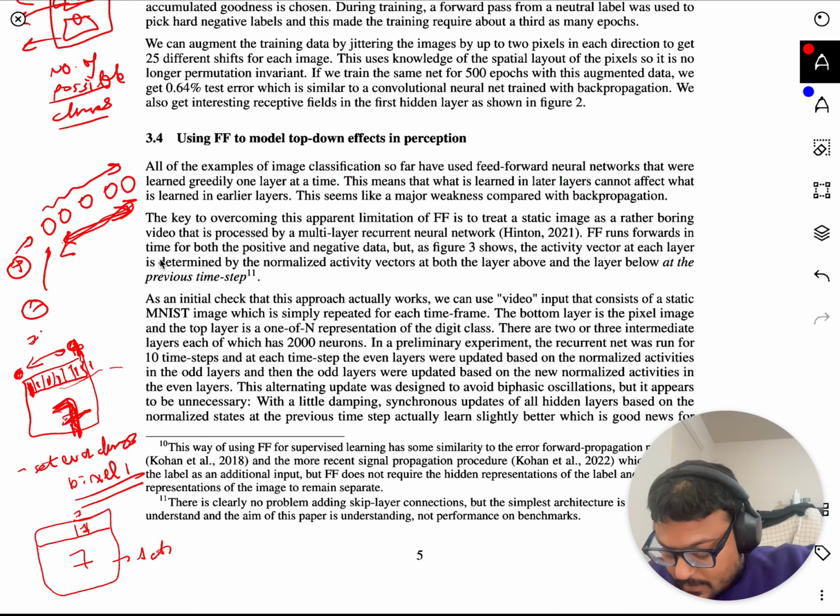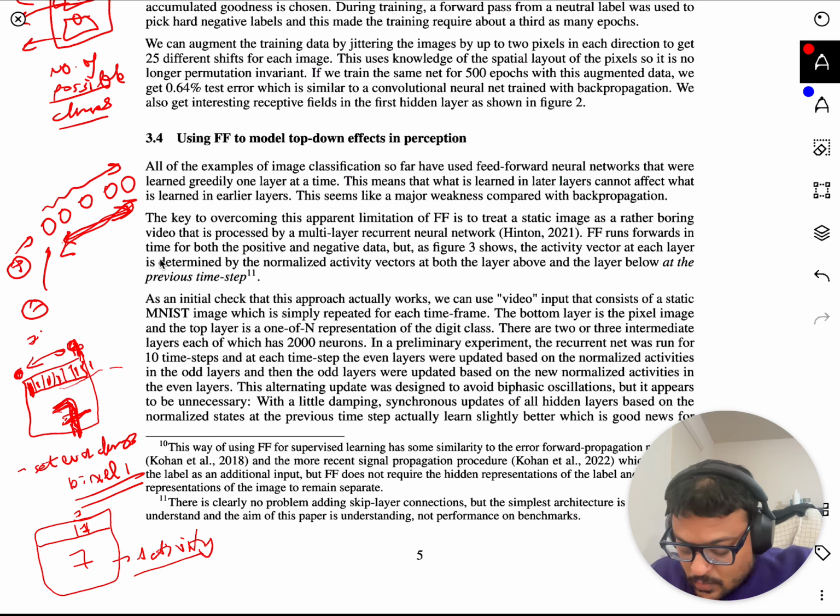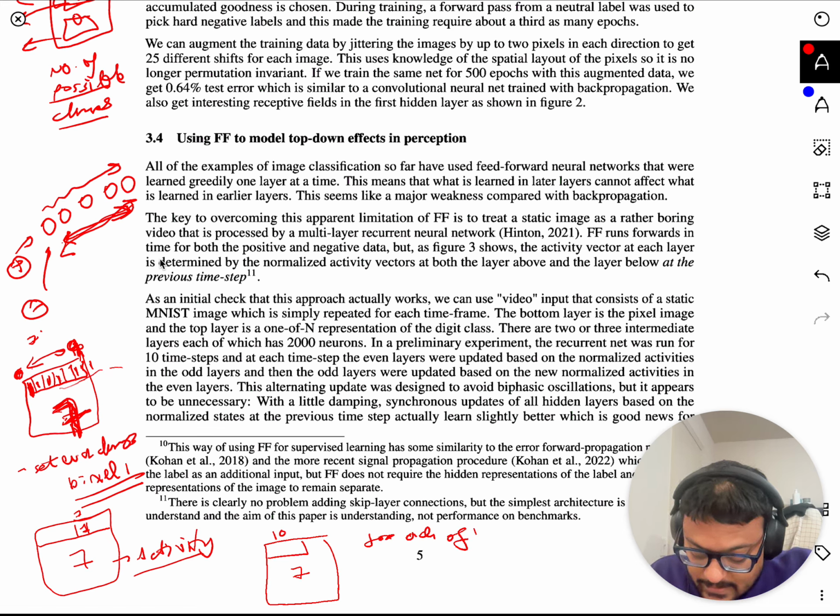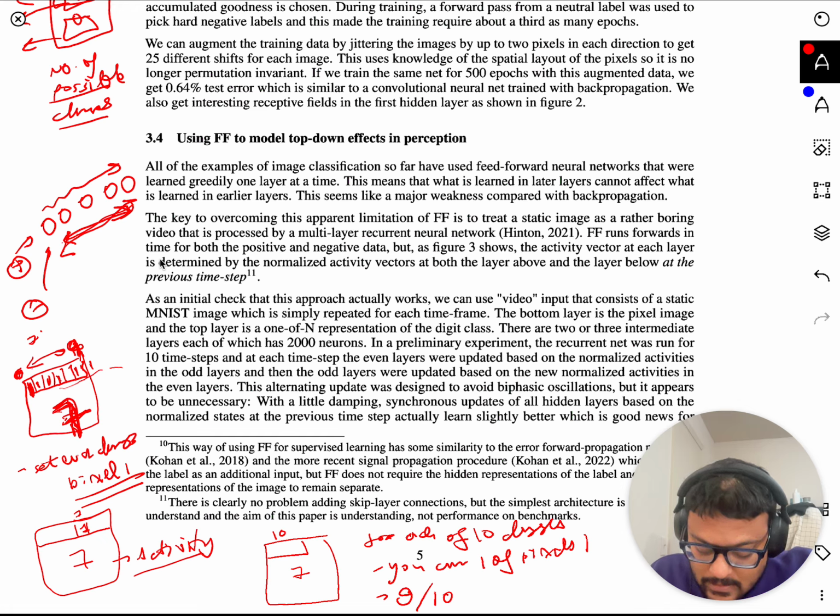So you have this image of digit 7, and it has 10 classes. For each of the 10 classes, you can set one of the pixels as 1. Nine out of those 10 will be bad samples, right? It will be a bad sample, and the network's activity will be low. And for one class, the activity will be high.